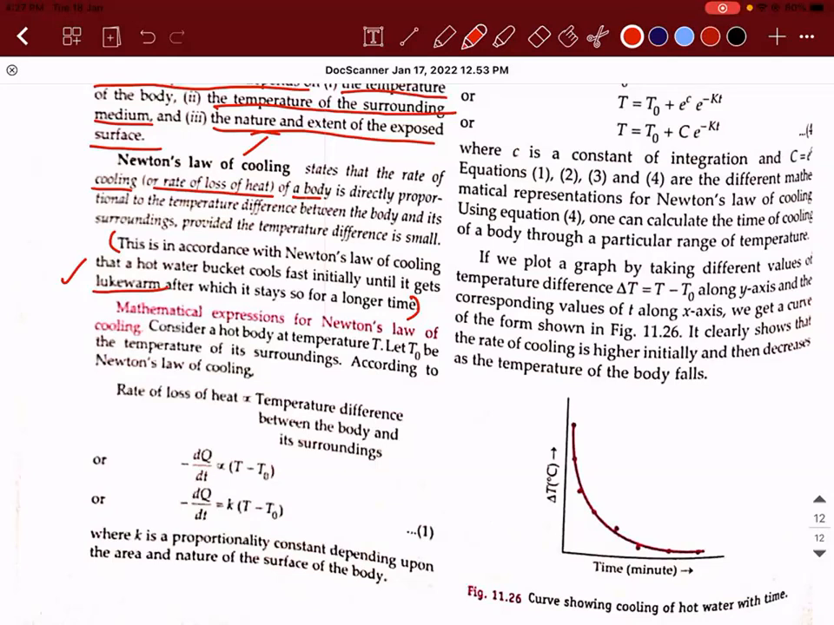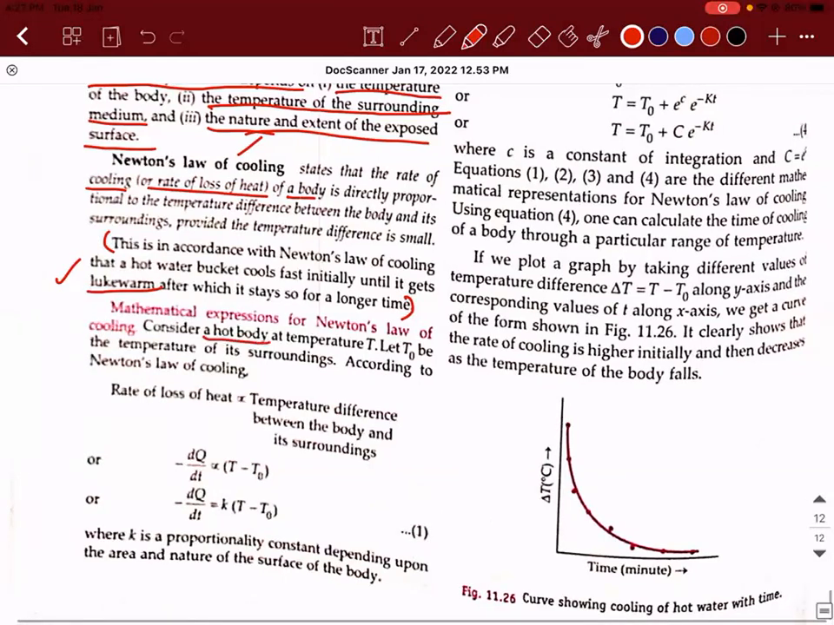Now our job is to derive the mathematical expression for Newton's law of cooling. Suppose I consider a hot object at a temperature T. Let T naught be the temperature of its surroundings. Then according to Newton's law of cooling, what does it state? The rate at which the heat is lost to the surroundings is directly proportional to the difference in temperature between the system and the surroundings. So the rate of loss of heat is directly proportional to the temperature difference between the object and its surroundings.